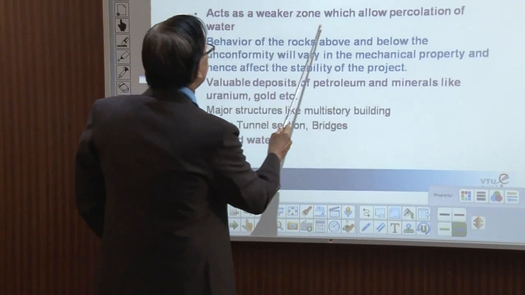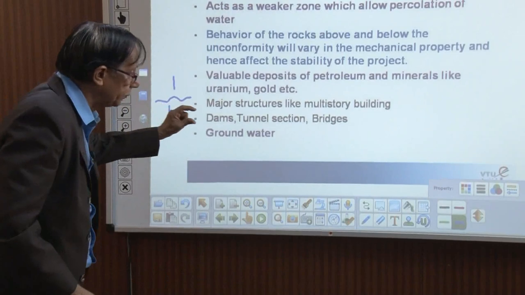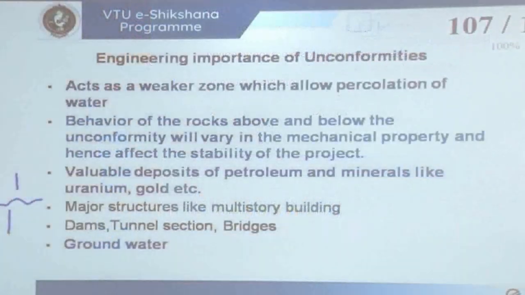It acts as a weaker zone, because within the unconformity there is weathered soil. Therefore, that soil zone is a weakness. It may allow water to percolate. Therefore, unconformity means weakness.